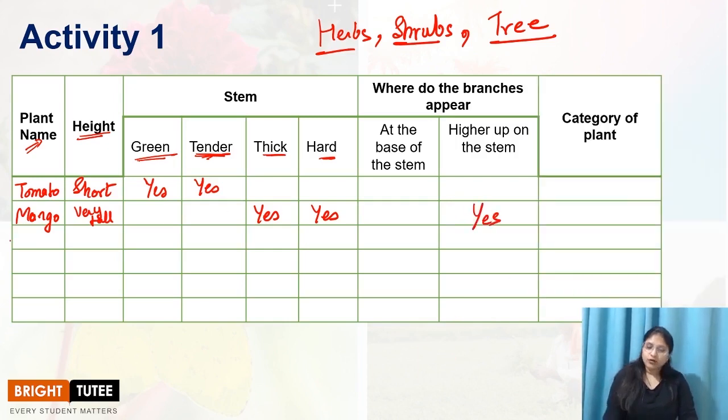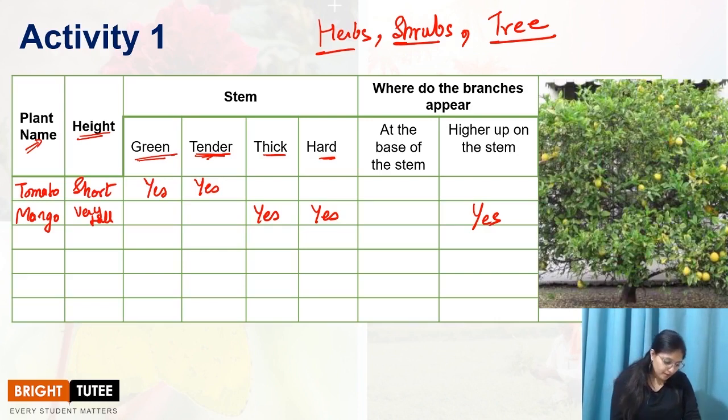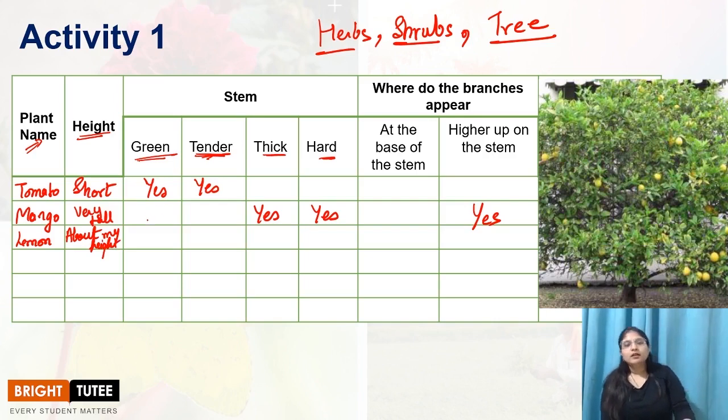So, next, again, we are going to categorize these plants, but first let's understand the different features that we have observed. Let's suppose you observed a lemon tree. So, you will see that the lemon plant is about your height, right? So, you can write down about my height. Then, whether the stem was green, so no. Whether it was tender, no. Whether it was thick, no. It will be hard, right? It will not be thick, it will be hard. And where do the branches appear? You will see that the branches will start appearing at the base of the stem, right?